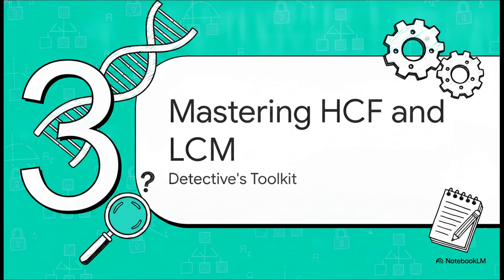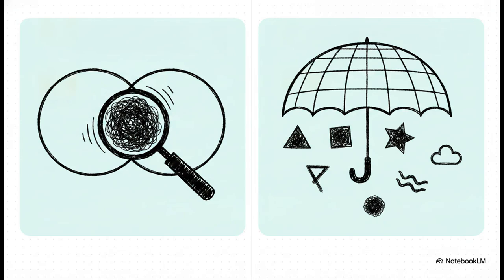Section 3, Mastering HCF and LCM, the Detective's Toolkit. So we've got our number DNA, but what do we actually do with it? Well, let's shift focus to practical application and give you the detective's toolkit you need to crack those exam questions. Let's clear up the confusion between highest common factor and lowest common multiple right now with a super handy memory trick. HCF stands for highest common factor, sure, but I want you to think of it as highly common. You only take the primes that they share, and you take the smallest power. LCM stands for lowest common multiple, but think of it as largest coverage. You need to cover every single prime involved across both numbers, taking the greatest power of each.